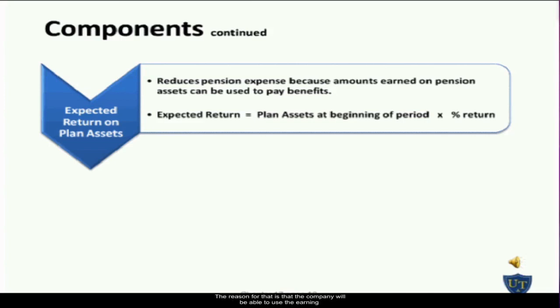The reason for that is the company will be able to use the earnings on the plan assets to pay the benefits. So expected return, which reduces pension expense, is based on the plan assets measured at the beginning of the period and multiplied by the expected return.